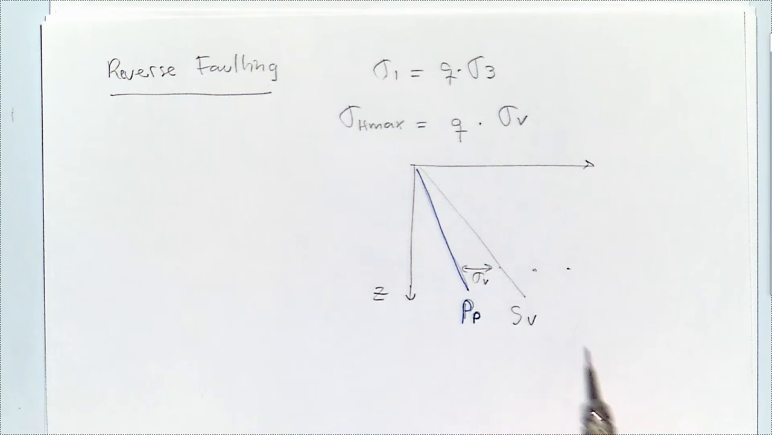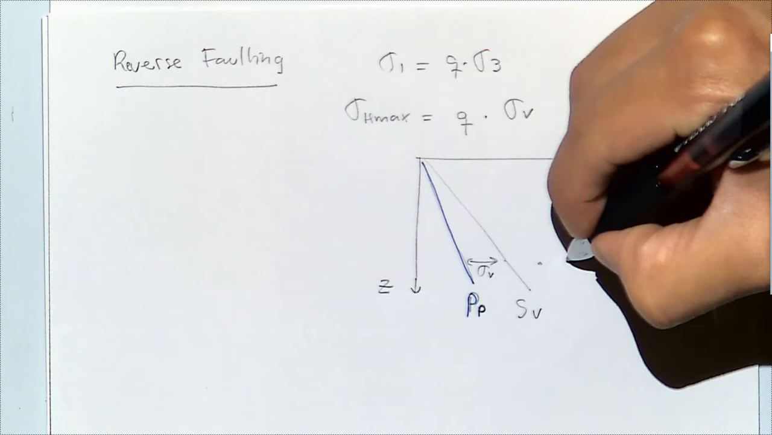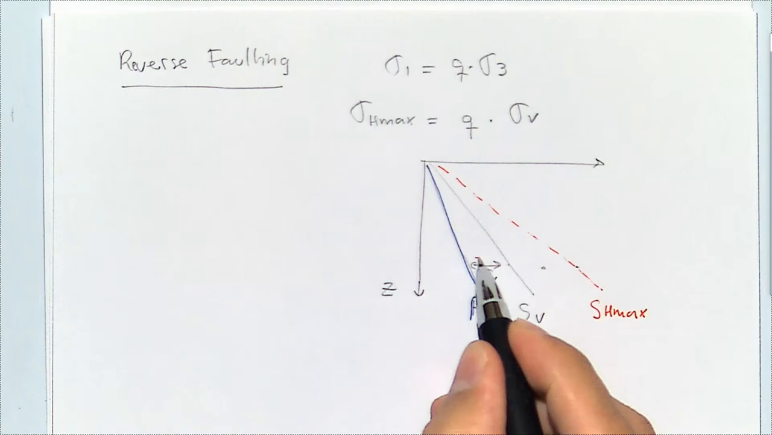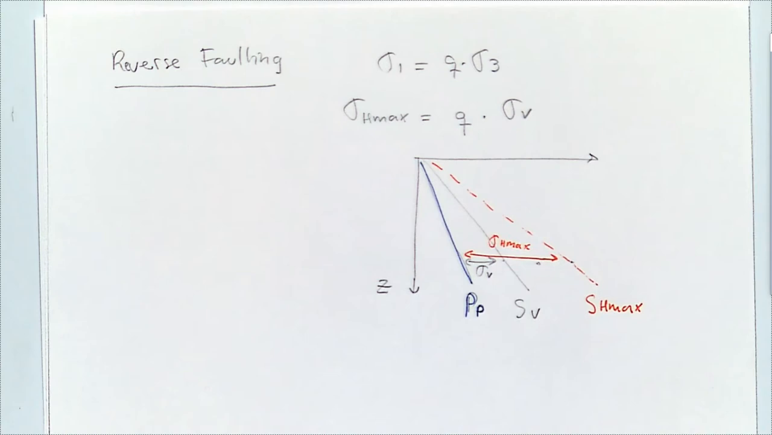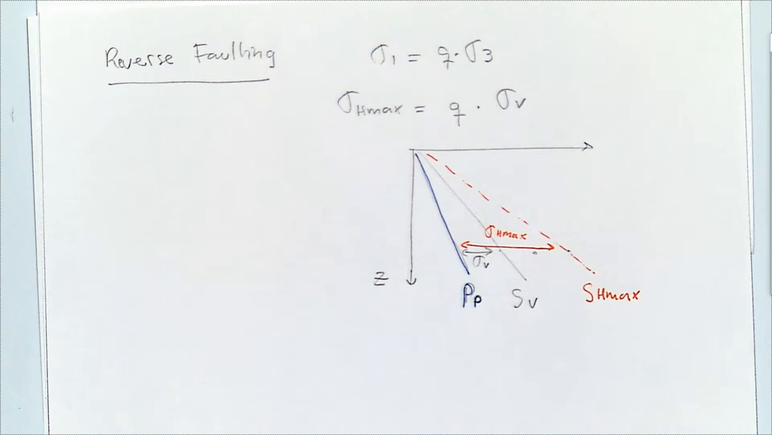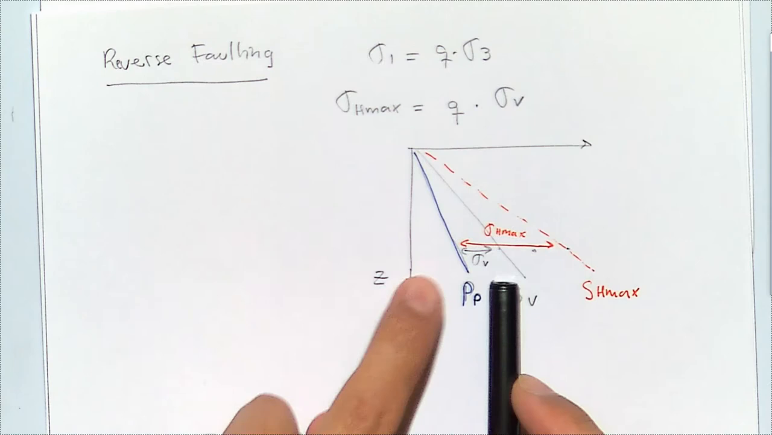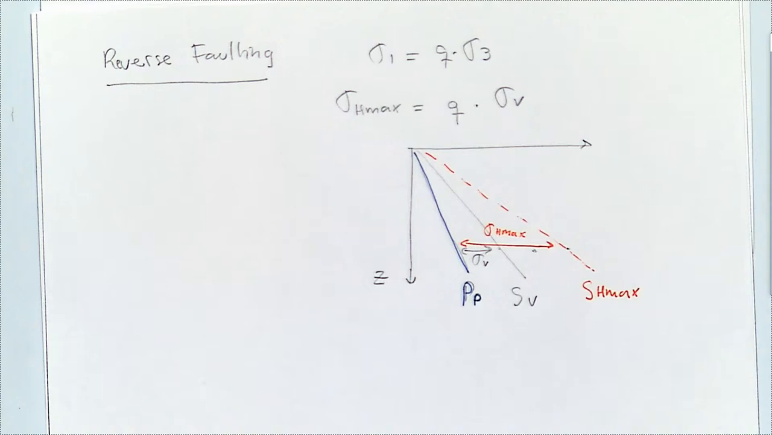So SH max is going to be here. And this is going to be sigma H max. Cannot be larger than that, because if it's larger, it's going to be a failure. And notice that you always have to do this relationship in terms of effective stress. Because if you have a lower effective stress, then also your effective horizontal stress is going to be smaller.